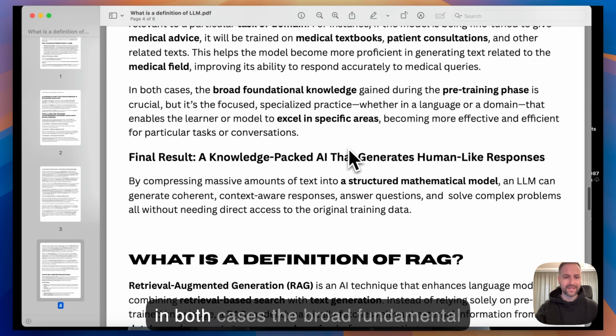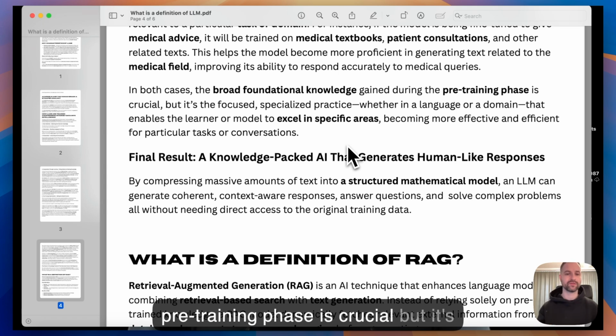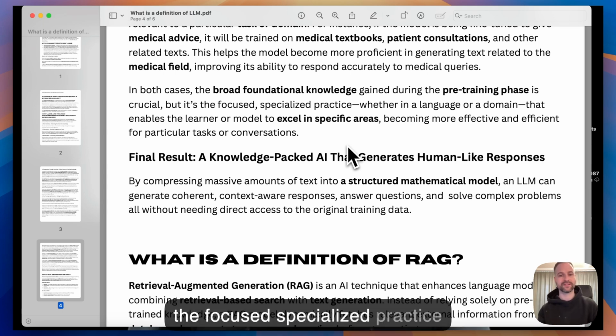Now, in both cases, the broad fundamental knowledge gained during the pre-training phase is crucial, but it's the focused, specialized practice, whether in a language or a domain, that enables the learner or the model to excel in those specific areas, becoming more effective and efficient for particular tasks or conversations.